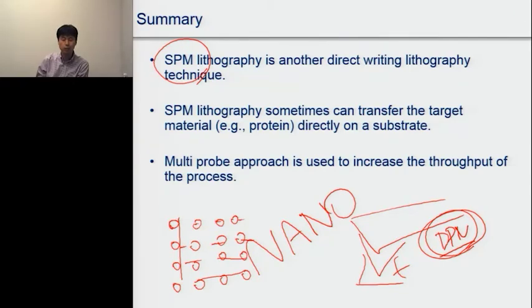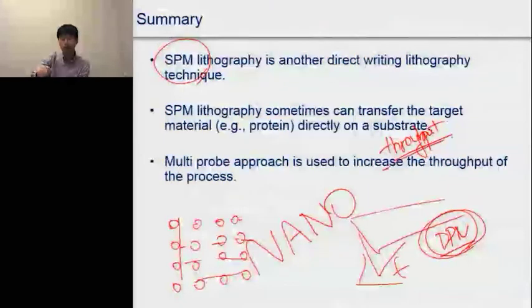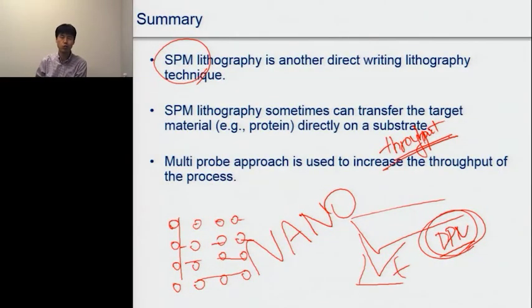In addition, this direct writing technique also suffers from a big drawback in throughput. But as we do with multiple beams for this kind of SPM lithography, we can also use multiple probes. In that way, we can increase the throughput of this technology as well.